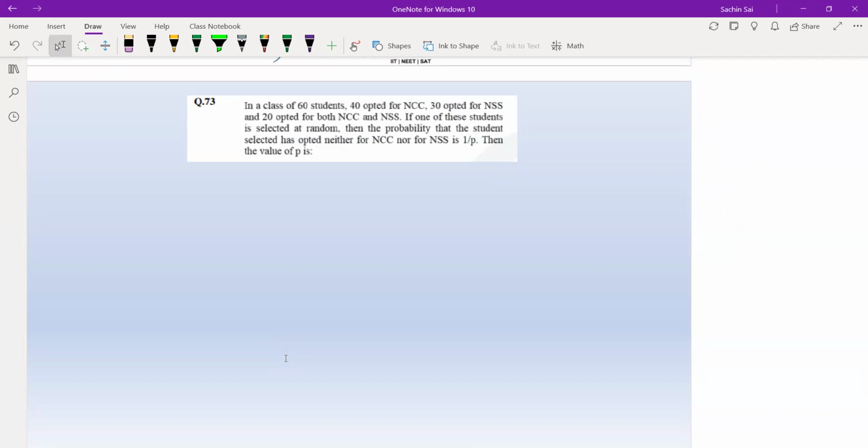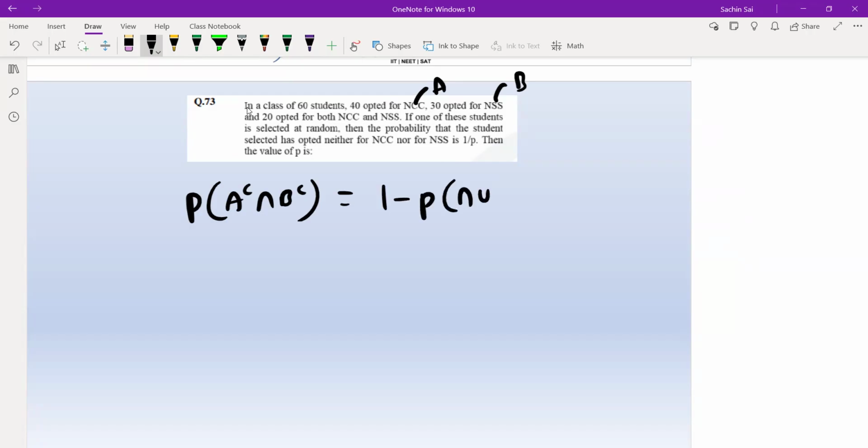Question 73: in a class of 60 students, 40 opted for NCC, 30 opted for NSS, 20 opted for both NCC and NSS. So let's define these as events A and B, right? The probability that a student selected has opted for neither NSS nor NCC. So that is probability of A complement intersection B complement, neither NCC nor NSS. So this can be written as 1 minus probability of A union B, because A complement intersection B complement is nothing but A union B whole complement, right?